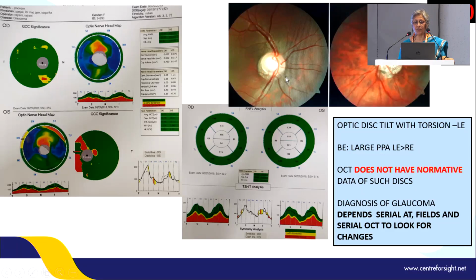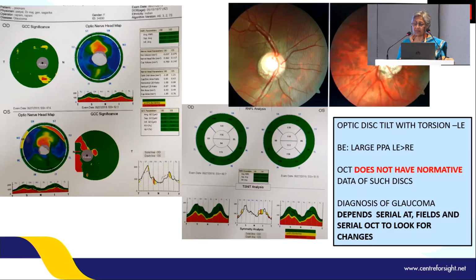You find that the right eye is looking more or less normal, but there is a huge area of PPA out here. We can find that there are good retinal nerve fibers present out here. In the left eye, it's an absolutely abnormally shaped disc. Whereas when we look at the RNFL, we find RNFL is normal. So this is definitely an optic disc tilt torsion in the left eye, large PPA in both the eyes. OCT does not have normative data of such discs. Therefore, how do we now diagnose glaucoma in such cases?